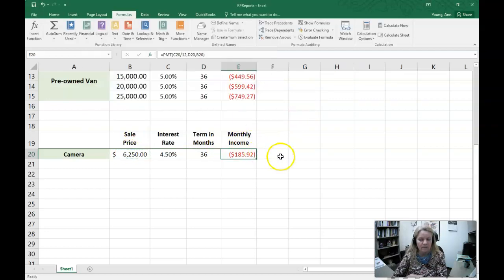So his monthly payment amount will be $185, or his monthly income from the person who buys the camera. He'll tell them that they can make 36 payments of $185, and then their camera will be theirs complete and total.